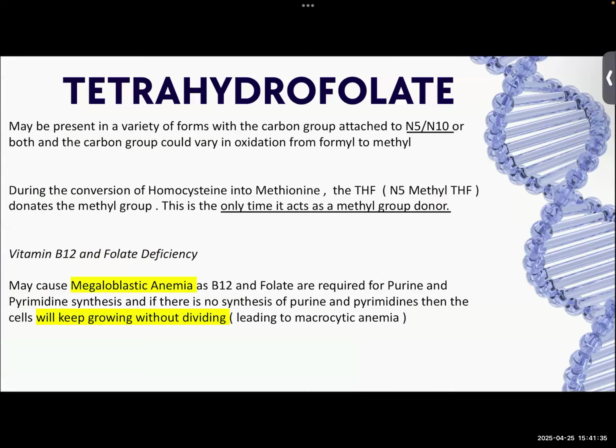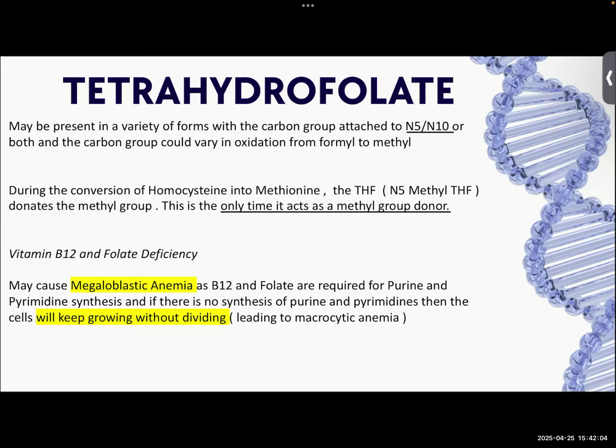Again, this might seem out of nowhere, and there was a lot more than this in your slides. So I just picked this one because this is the most important one. Just remember N5-methyl THF. You don't even need to understand. Just remember N5-methyl tetrahydrofolate is the only time THF acts as a methyl group donor. And the reaction that it donates this methyl group to is from homocysteine to methionine, which happens when methionine levels are low in the body.